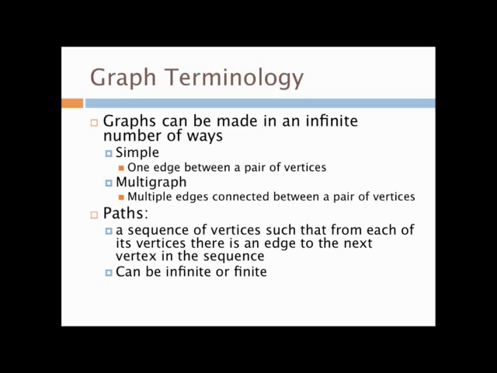Graphs can be made in an infinite number of ways. They can be simple, which means there's just one edge between a pair of vertices. Or we have multigraphs, which means there's multiple edges connecting a pair of vertices. A path is just a sequence of vertices such that from each of its vertices there is an edge to the next vertex in the sequence. This can be infinite or finite.